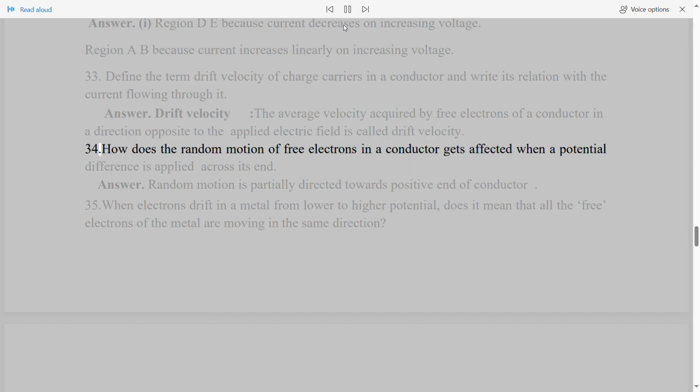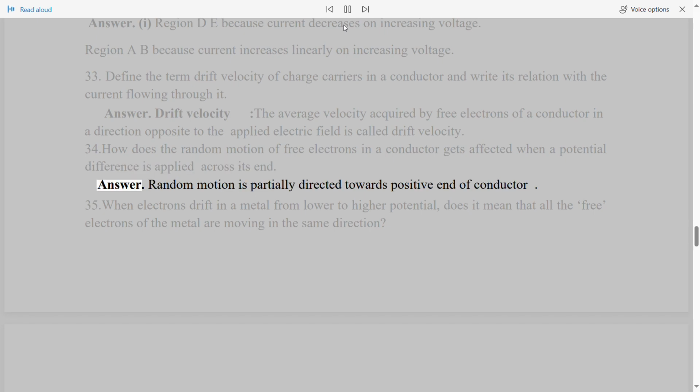34. How does the random motion of free electrons in a conductor get affected when a potential difference is applied across its ends? Answer: Random motion is partially directed towards the positive end of the conductor.